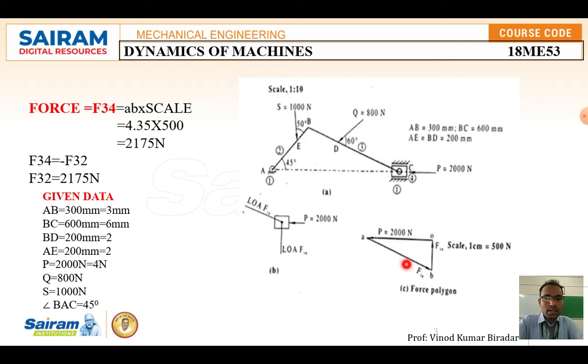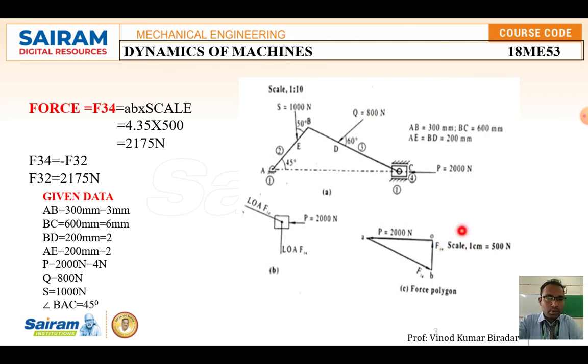How to calculate this F14. Just measure this F14 here. F34, so this is the F34. F34 means the third element is pushing element number 4, that is the meaning of 3 4. AB, if you measure this AB, I got 4.35. So here you are going to get F35. Write here F 4.35, so just write 4.35.